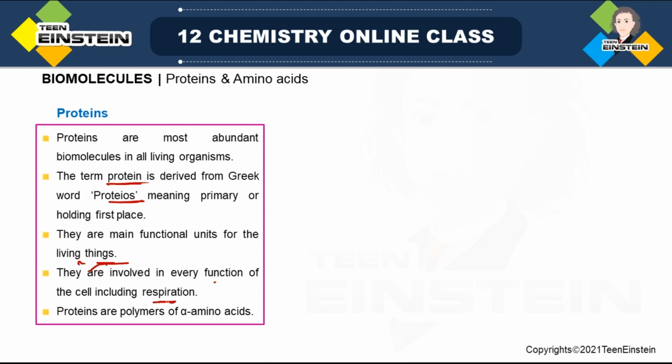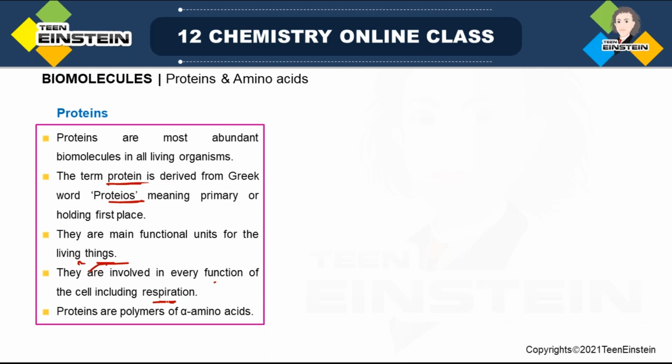And amino acid, basically alpha amino acid, not beta or gamma. There are different types of amino acid, but only alpha amino acids are actually the monomer of protein, because protein itself is a very large molecule. If you consider protein as a polymer, then the basic unit, that is the repeating unit, will be alpha amino acid. So first we have to start from the basic unit, which is alpha amino acid. Then only we can understand the detailed structure and roles of protein.